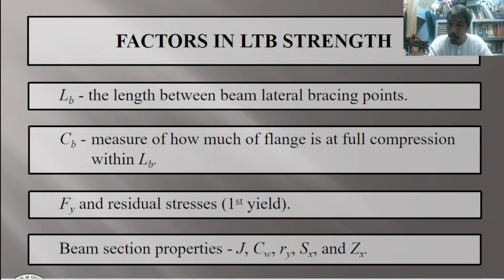Just like on the previous topic, first yield meaning first order model. Beam section properties, again, we have J, Cw, ry, Sx, Zx. So, what do we mean by those things?